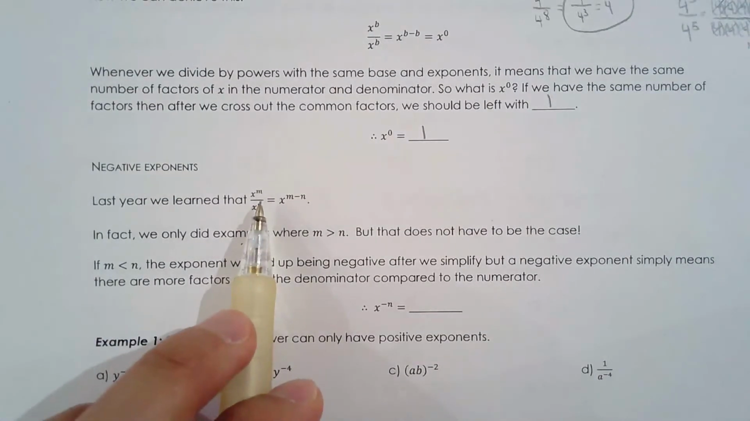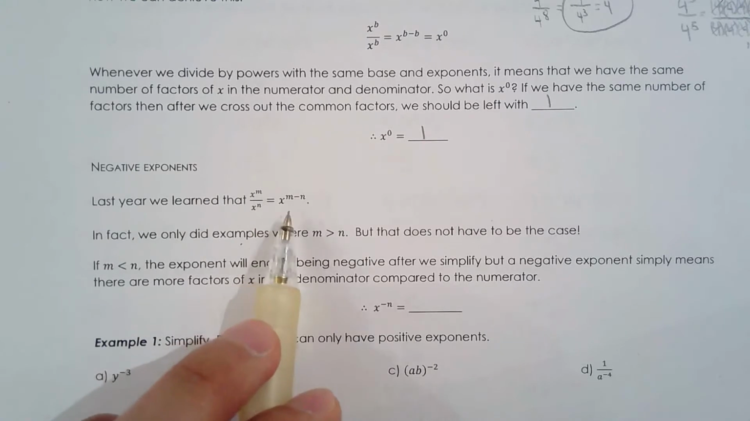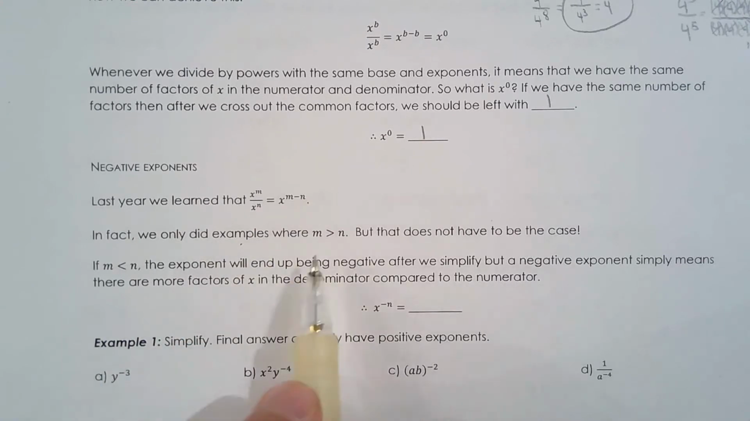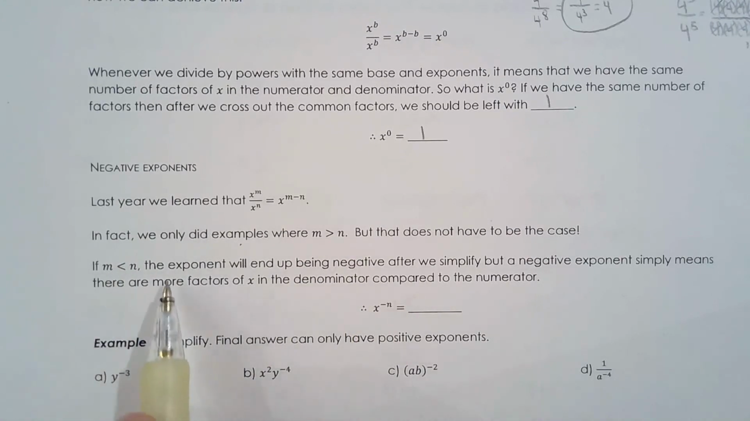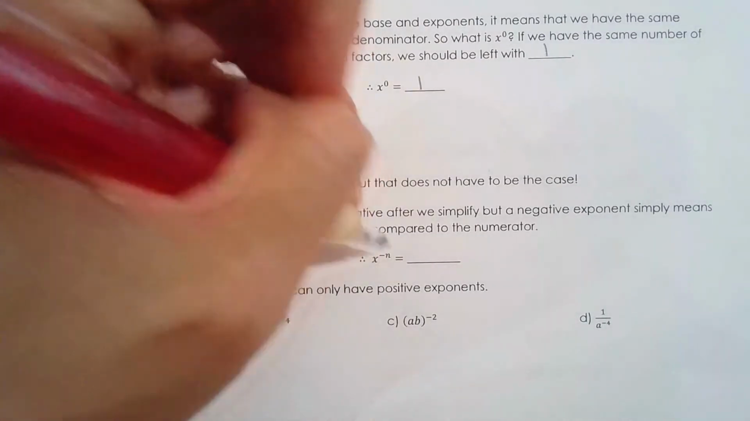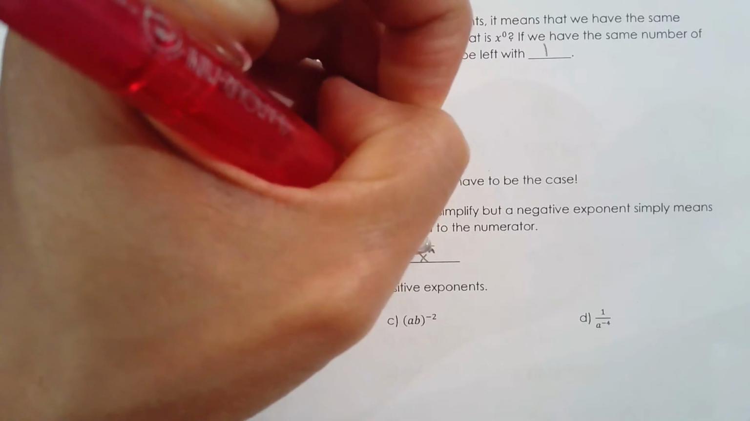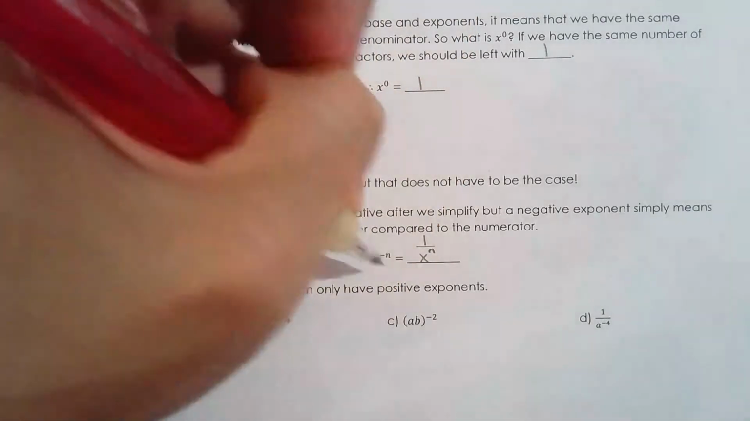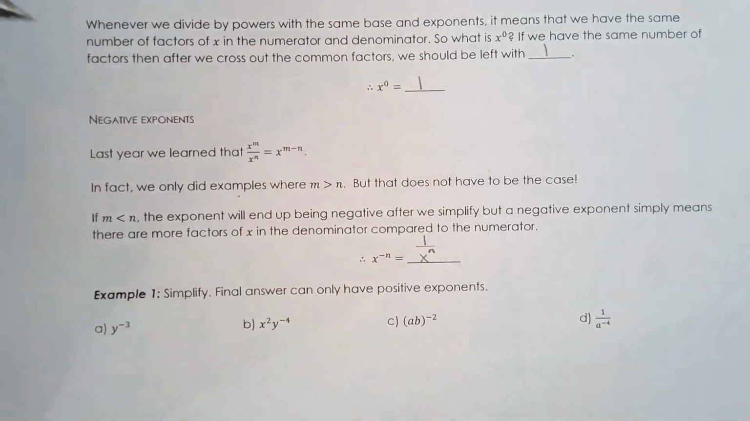So x to the power of m divided by x to the power of n is equal to x to the power of m minus n. So like I said, we only did examples where there are more factors in the numerator. But if there are more factors in the denominator, that's when you get a negative exponent. So whenever you see a negative exponent, that quite simply means you have an excess of n factors. Because if the exponent's negative n, you have an excess of n number of factors in the denominator. So that's what a negative exponent means.